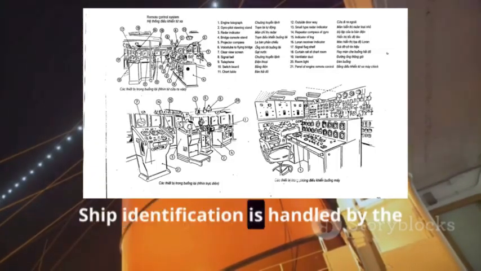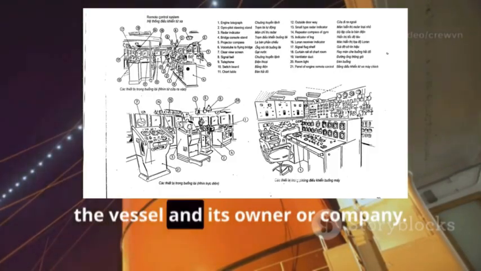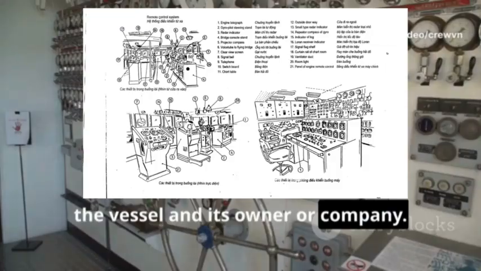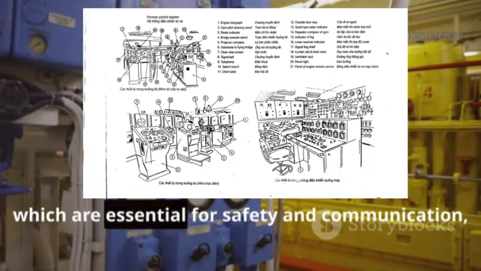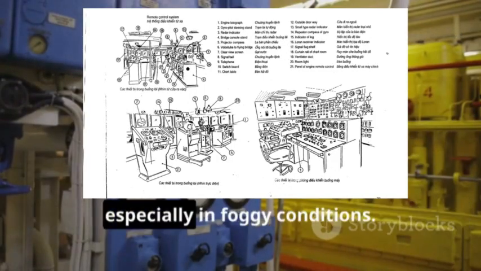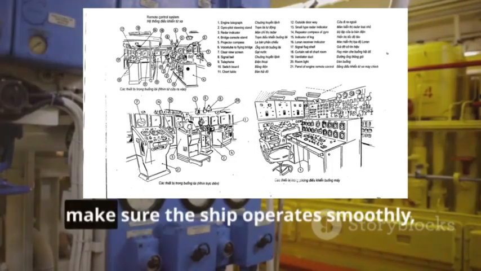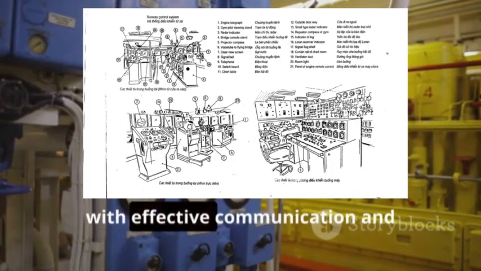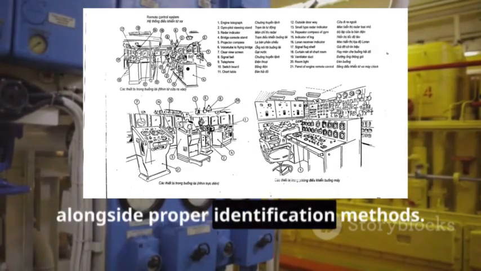Ship identification is handled by the funnel mark, which is really important for recognizing the vessel and its owner or company. Sound signaling is done with both air and steam whistles, which are essential for safety and communication, especially in foggy conditions. All these components work together to make sure the ship operates smoothly, with effective communication and ventilation systems in place alongside proper identification methods.